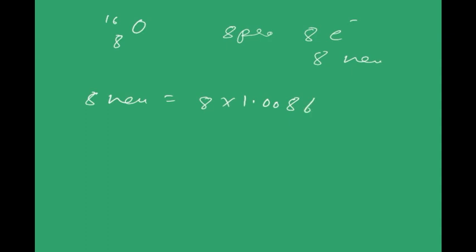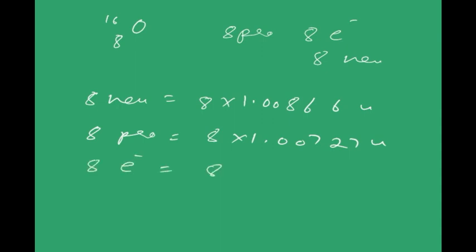Now, consider this atom, oxygen-16, which has 8 protons, 8 electrons as well as 8 neutrons, right? Now, what will be the mass of 8 neutrons? 8 into the mass of neutron, 1.00866 atomic mass units. And the mass of 8 protons will be 8 into 1.00727, that is the mass of a proton, in atomic mass units. And similarly 8 electrons, 8 into the mass of electron, 0.00055 atomic mass units, right? Adding these three numbers will give me the entire mass of that atom, right?